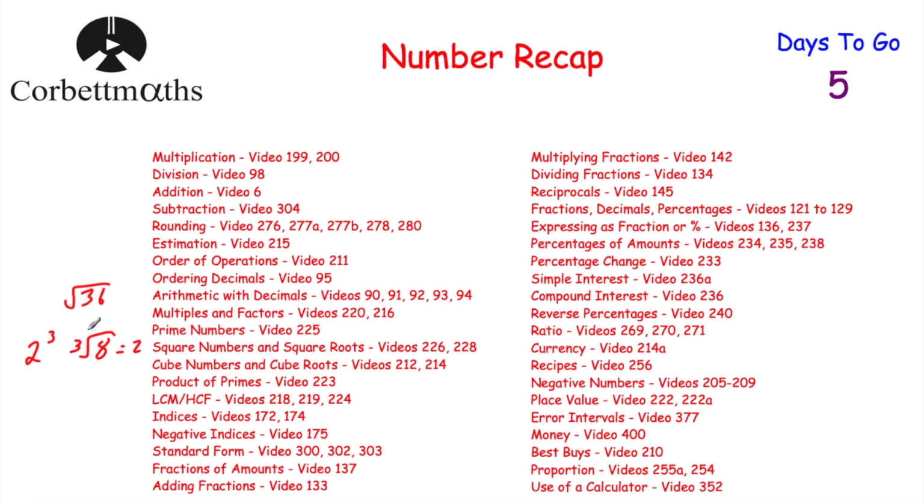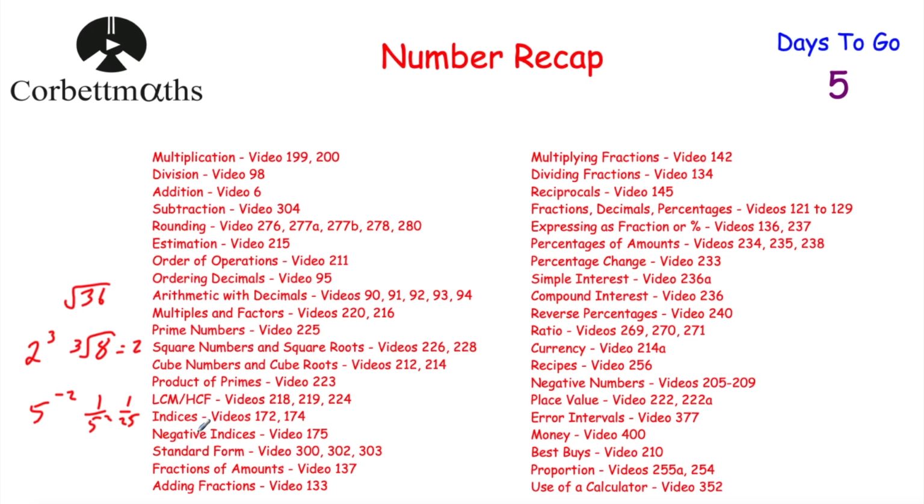Indices, make sure you know how to work out your squares and your cubes, and powers of 4, powers of 5 and so on, and make sure you know the laws of indices, and we'll come back to that in the algebra video. Make sure you know your negative indices, so if you've got something, for instance, 5 to the power of negative 2, that's the same as 1 over 5 squared. 5 squared is 25, so that's 1 over 25. So if you've got a negative power, put 1 over the positive power.